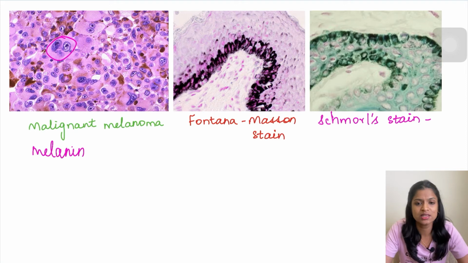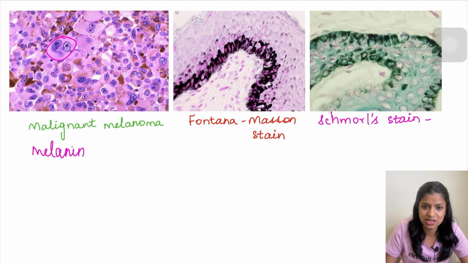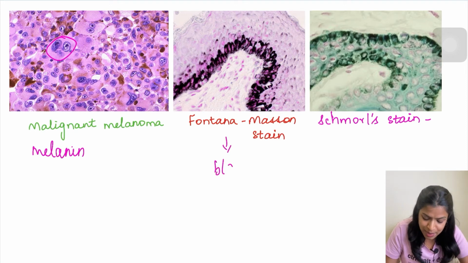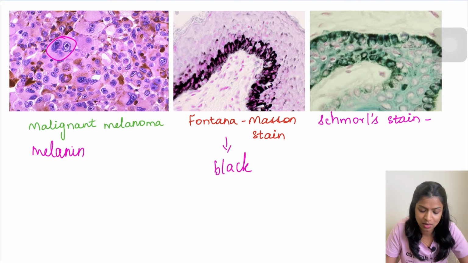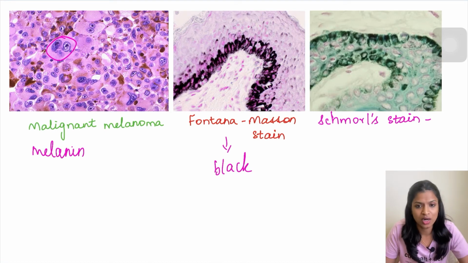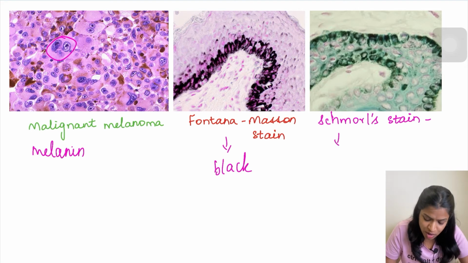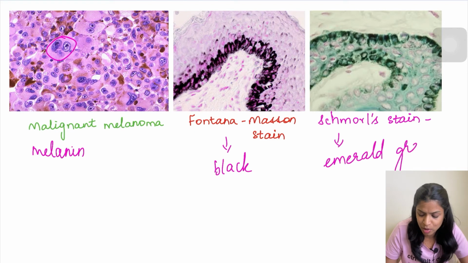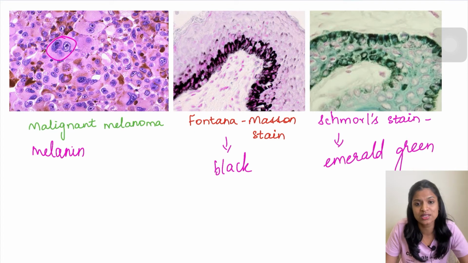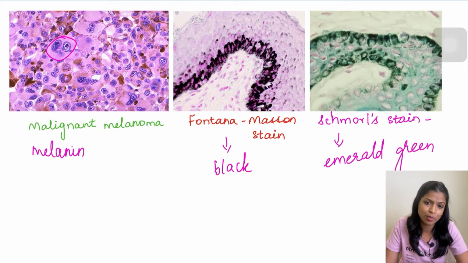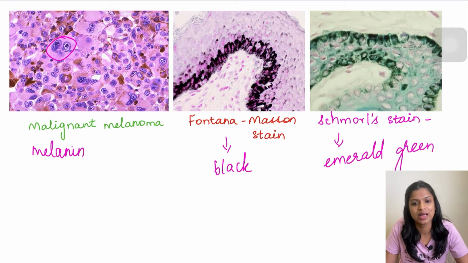We have two stains, especially the Fontana-Masson stain, which imparts a black color to the melanin pigment. The second image is highlighting the basal layer of the skin. The melanin pigment is being highlighted by the Fontana-Masson stain. The third image is the Schmorl stain, which gives an emerald green color to the melanin pigment. Fouchet stain gave an emerald green color to the bilirubin pigment, while Schmorl stain gives an emerald green color to the melanin pigment.